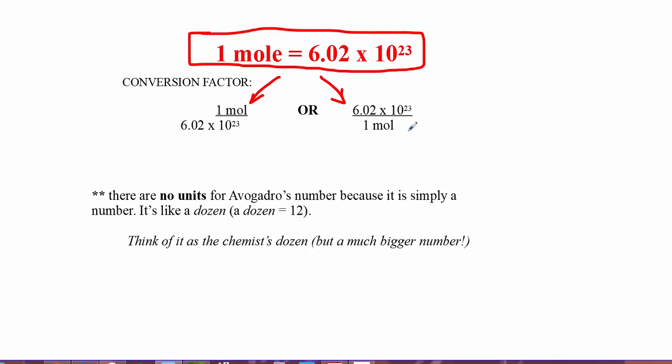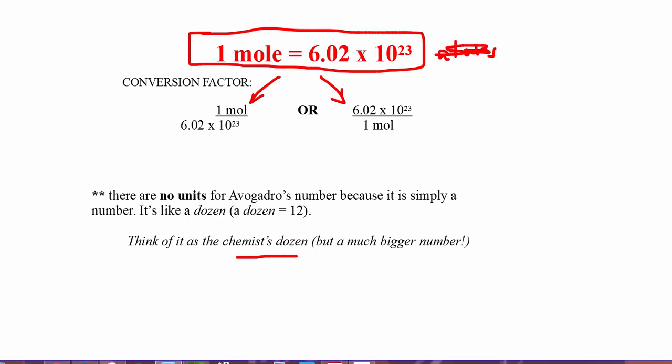It is important to know here that there are no units associated with Avogadro's number because it's a number. Just like a dozen is a number, a dozen doesn't refer to any particular type of item, but we can put units on it. So if we're talking about a mole of an element, okay, then we can talk about atoms of that element. If we're talking about a compound, we can talk about the moles of a compound. We can talk about that number of molecules of that compound. Okay, so but on its own, Avogadro's number doesn't have any units associated with it. So you can think of it just like a dozen, but a much bigger number.